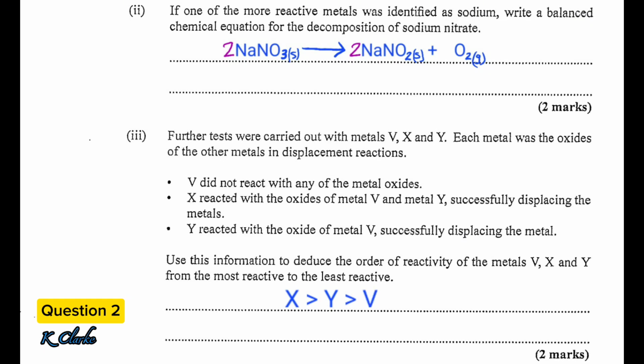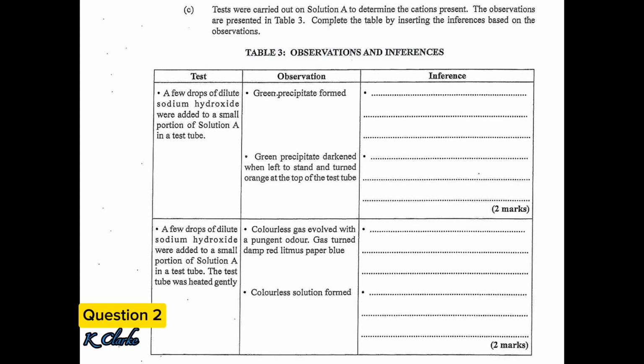V would be the least reactive metal since it did not react with any of the metal oxides. C. Tests were carried out on solution A to determine the cations present. The observations are presented in Table 3. Complete the table by inserting the inferences based on the observation.